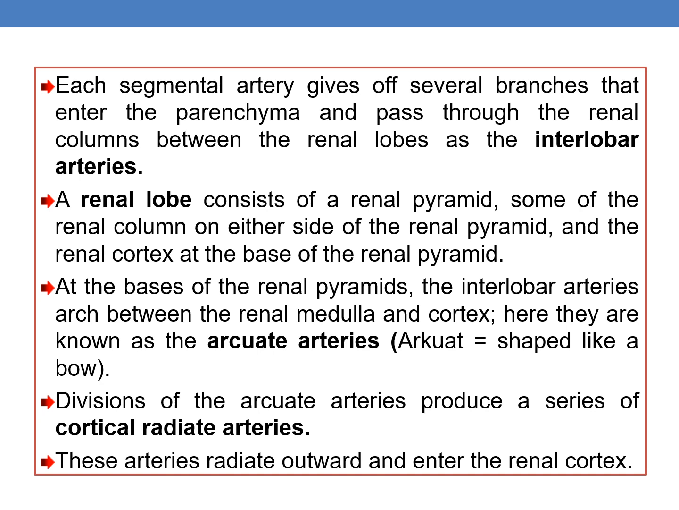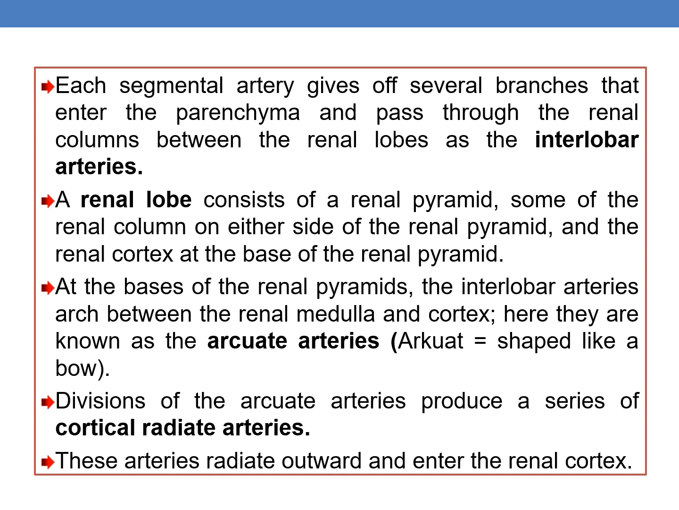A renal lobe consists of a renal pyramid, some of the renal column on either side of the renal pyramid, and the renal cortex at the base of the renal pyramid. At the base of the renal pyramids, the interlobar arteries arch between the renal medulla and cortex. Here they are known as arcuate arteries. Arcuate means shaped like a bow.